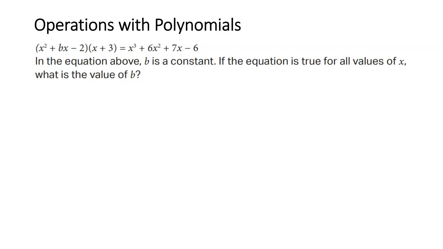So we're given two polynomials that are set equal to each other, and we have this constant b. If the equation is true for all values of x, what is the value of b? Recall that if it's true for all values of x, that means our solution is all real numbers. So what do we have to have with our equation on both sides for our solution set to be all real numbers?